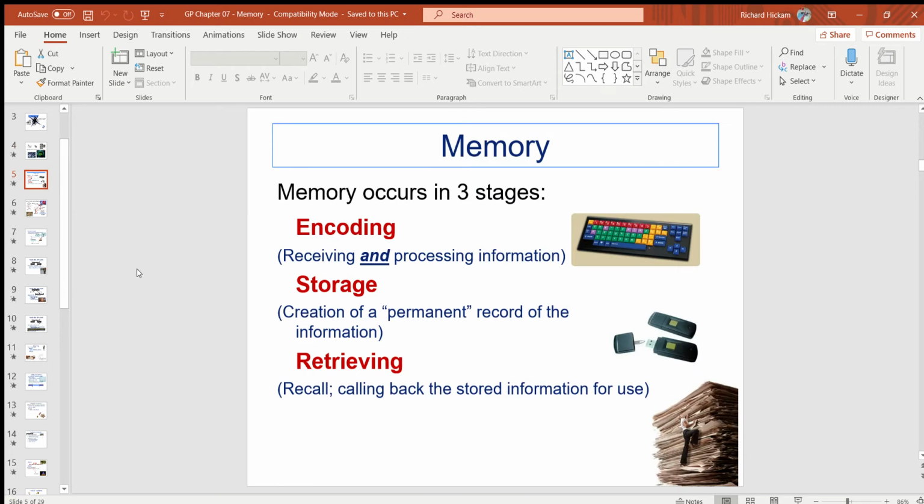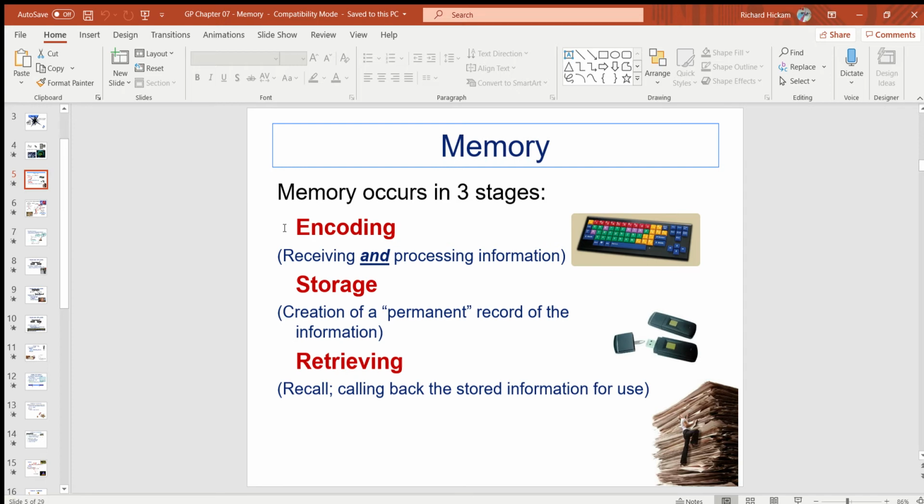There are 3 stages of memory, just like there are several stages of inputting information into a computer. When you want to place information in your computer, you type in the information, and you know that your hard drive doesn't store letters A, B, C, D, it stores binary code. And so when you press the key on the keyboard, that letter is encoded in the only language the computer understands, which is binary code, a series of 1s and 0s. That's called encoding.